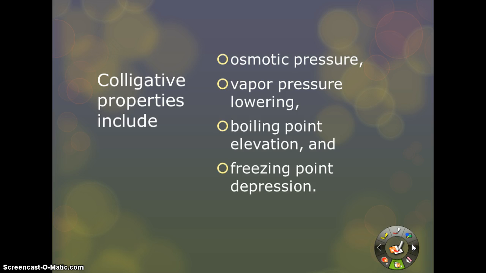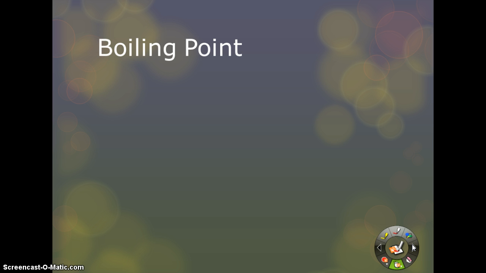We're just going to look at the last two, the boiling point elevation and freezing point depression. Elevation means you're raising, so the colligative property is boiling point elevation. If you add a solute to a solvent, you can increase that solvent's boiling point. The same thing goes for depression. Depression is lowering, so you would lower the freezing point of that solution.